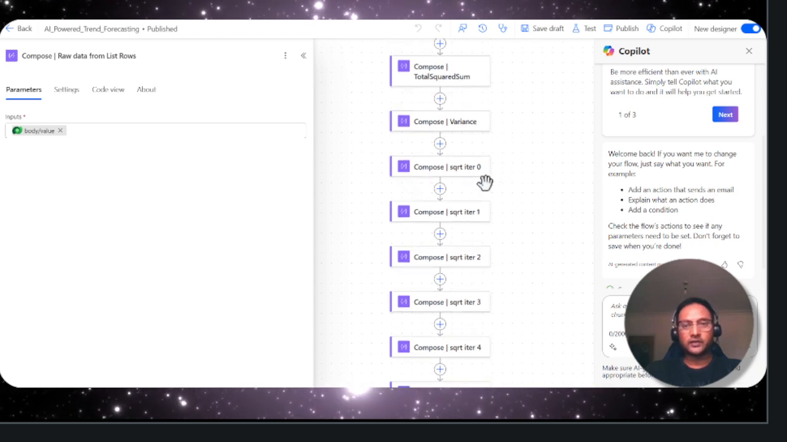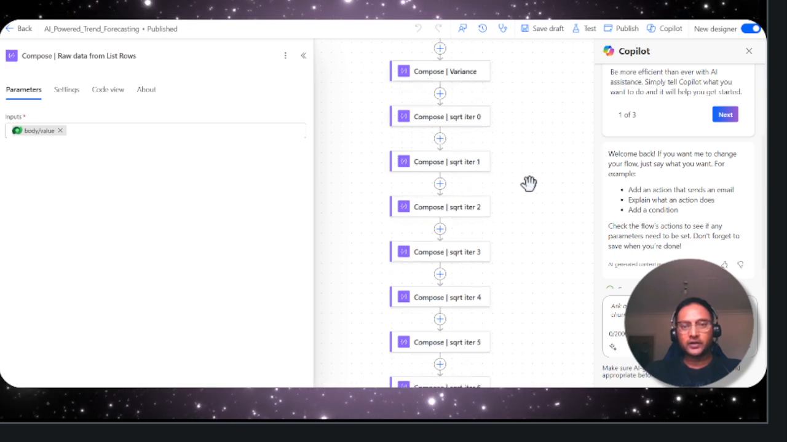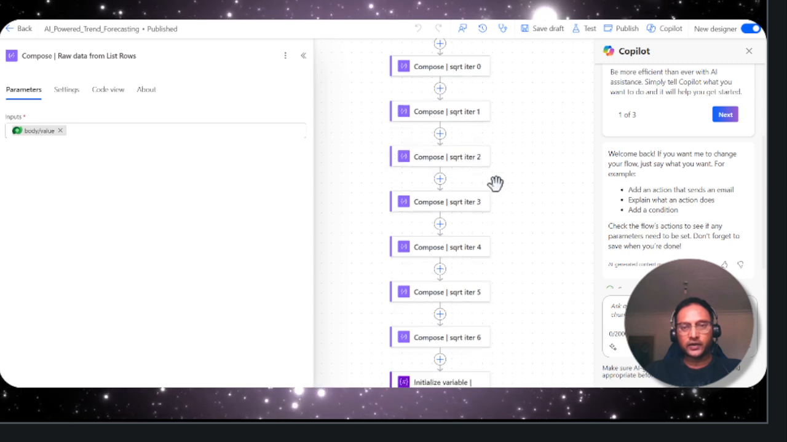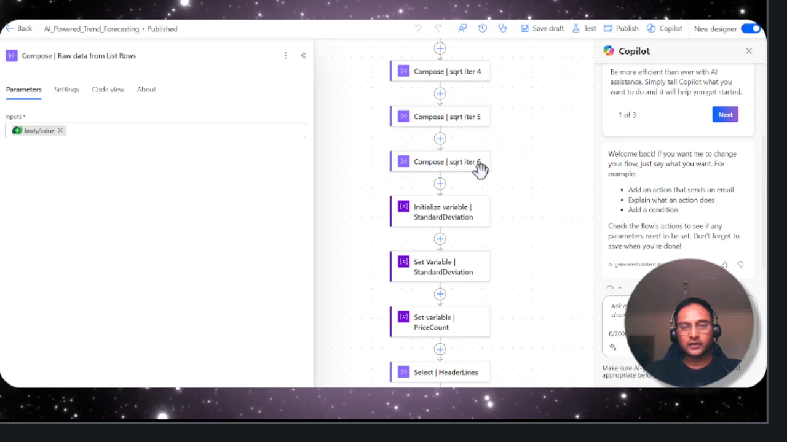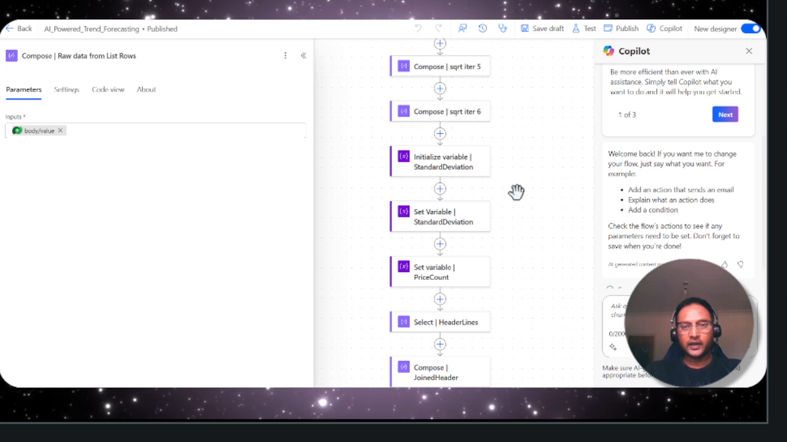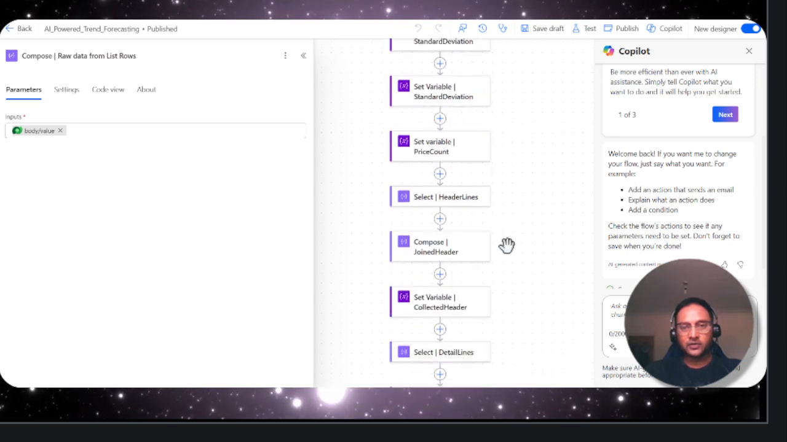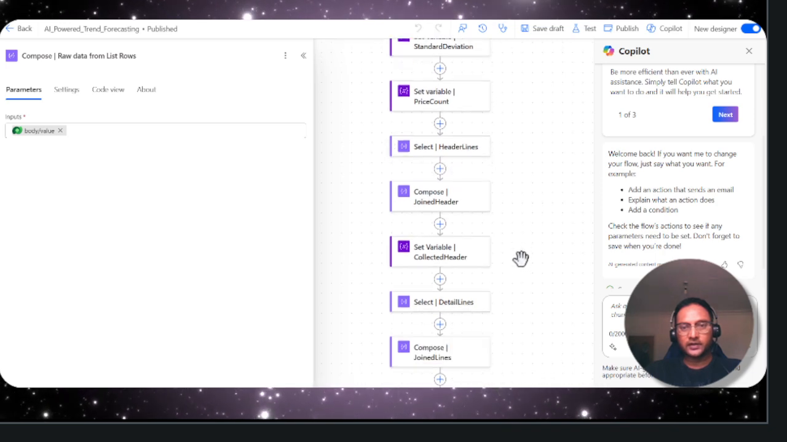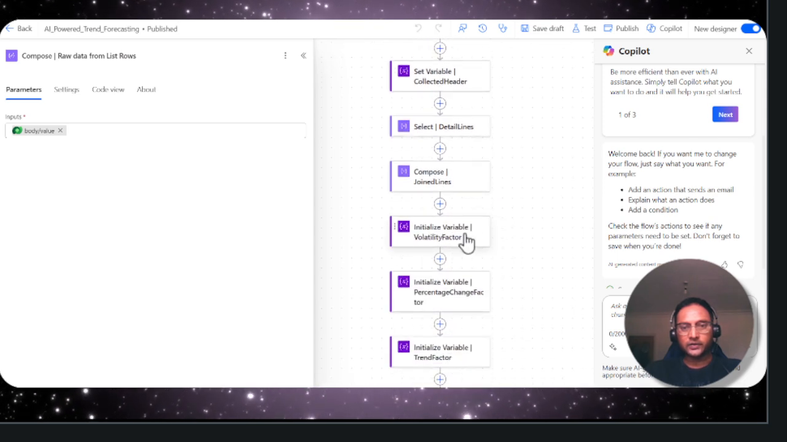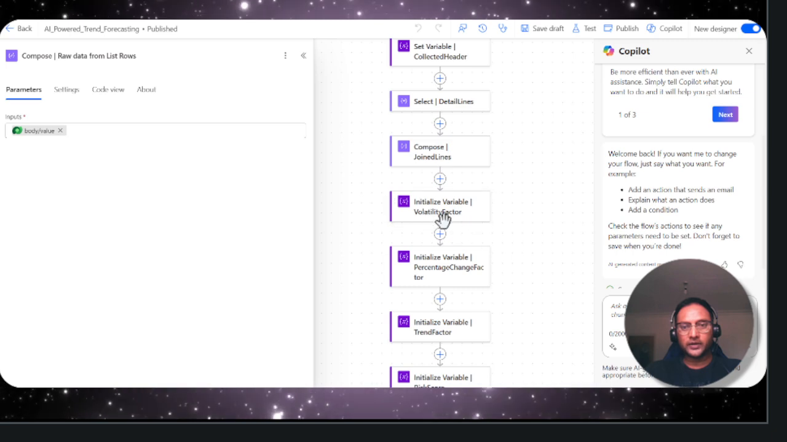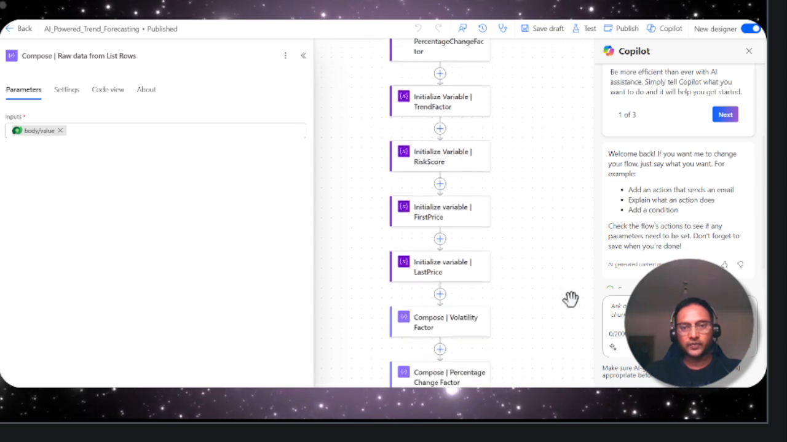Calculating a square sum, then square rooting that particular value, and I did that 5 to 6 times, the square root functionality, and I'm calculating the standard deviations here. Yeah, price count and collecting the header details as well. So I'm initializing all the parameters here: volatility factor, percentage change factor, trend factor, and risk score.